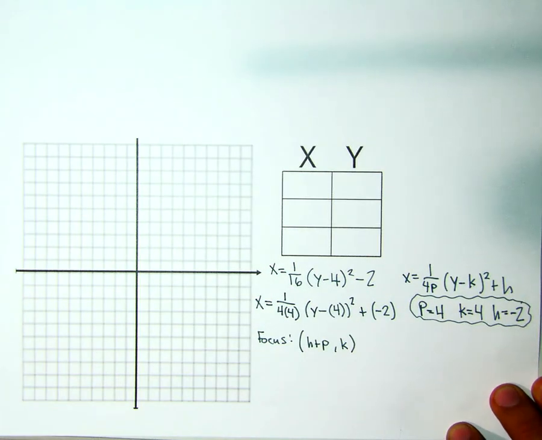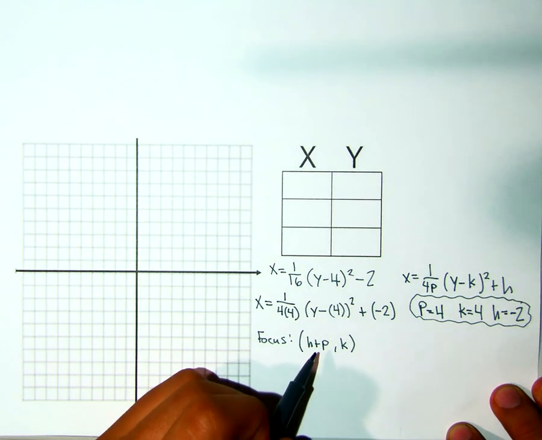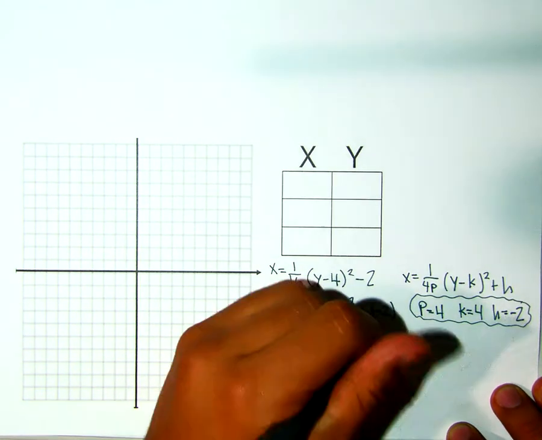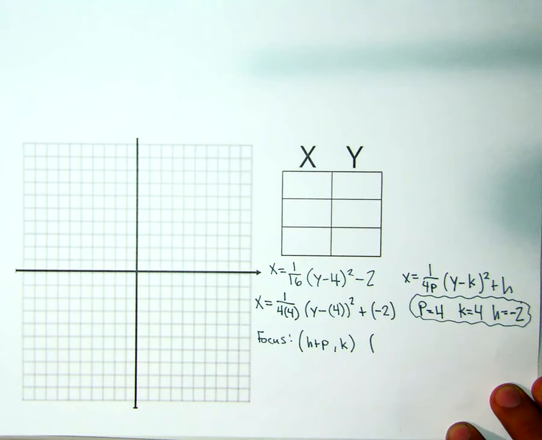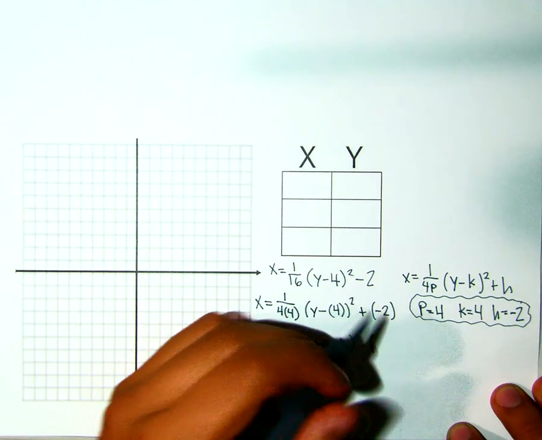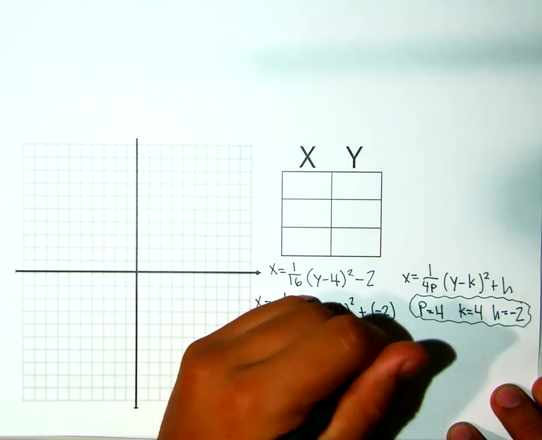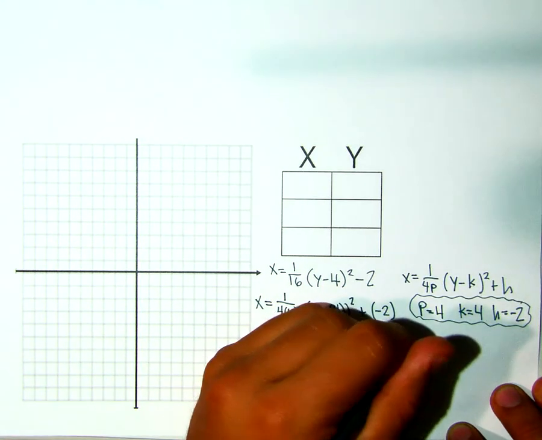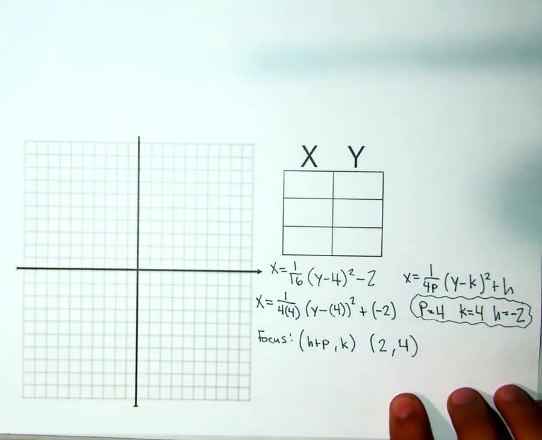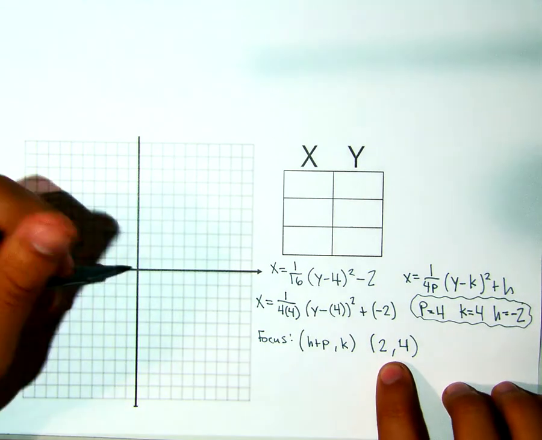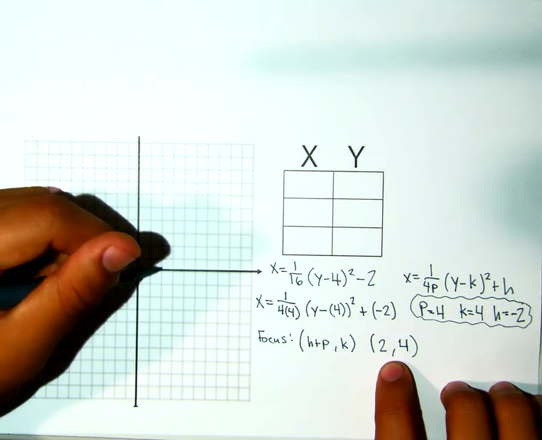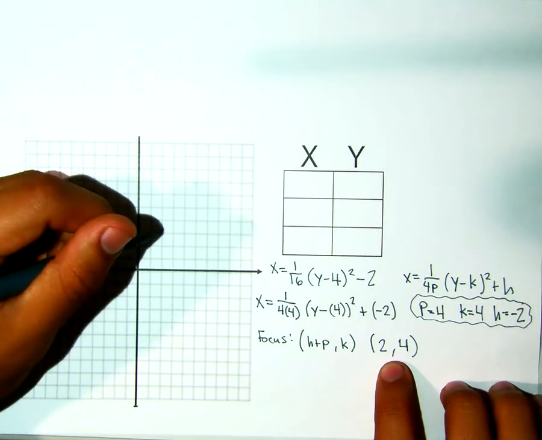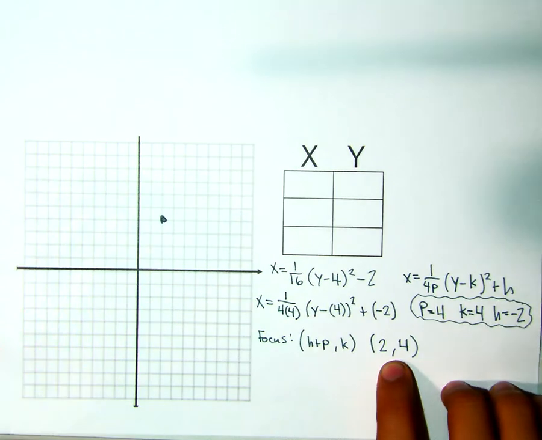So what is our focus going to be, guys? What is h plus p? 2, right? 4 plus a negative 2 is 2. And what's our k? 4. So our focus is 2, 4. So we can go ahead and graph that.